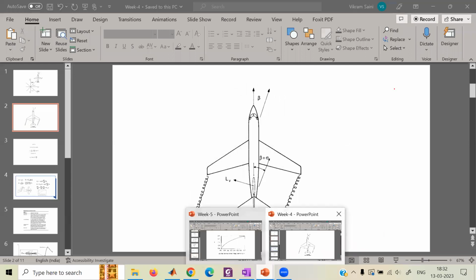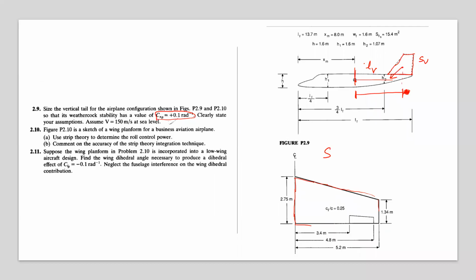Now you understand what I meant. The force is acting here, but this force distance is not just LV. LV is this distance. It will give the yaw, definitely the yaw. This force will try to rotate the airplane like this. But this distance will try to rotate the airplane which way?